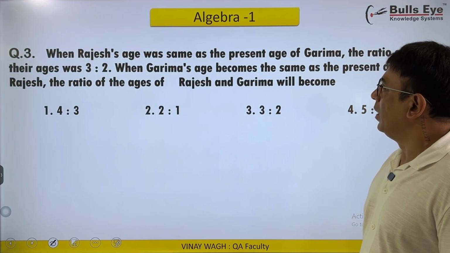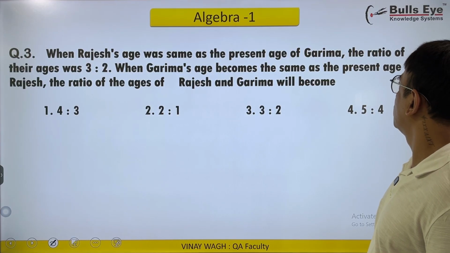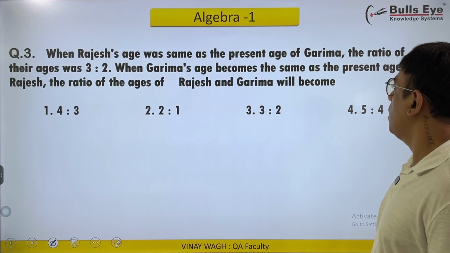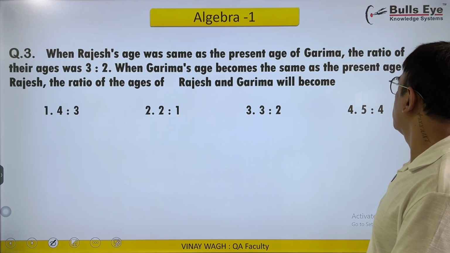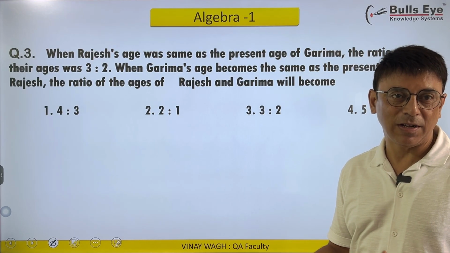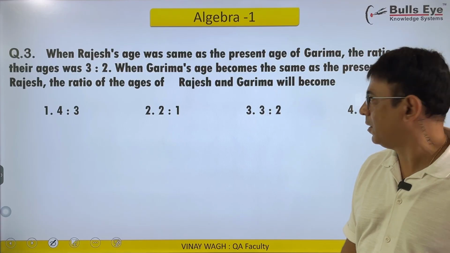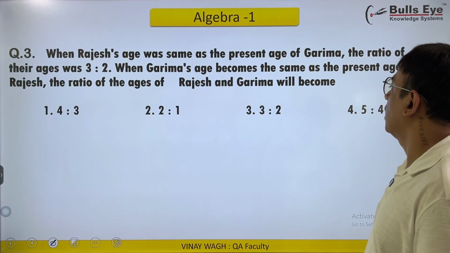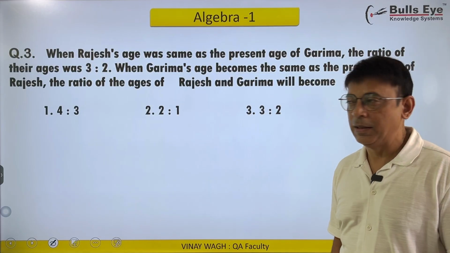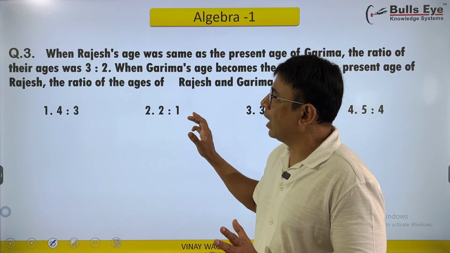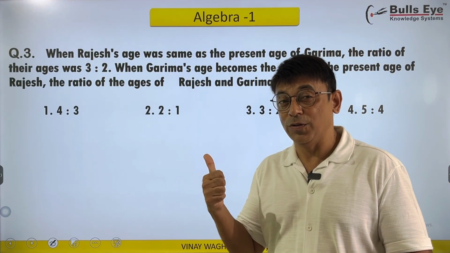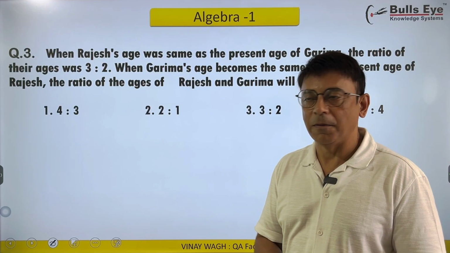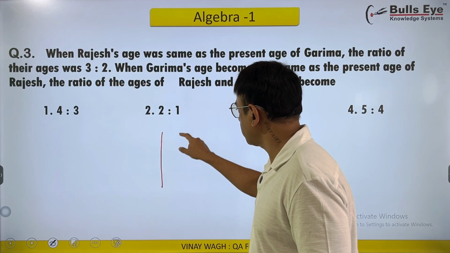Third, when Rajesh's age was same as the present age of Garima, the ratio of their ages was 3:2, past tense. When Garima's age becomes the same as the present age of Rajesh, then the ratio of the ages of Rajesh and Garima will become how much? Now the present, past and future are getting intermingled. So we at Bullseye have been playing with such equations. Again, you see there are a lot many variables, the unknowns, and the equations are not matching them. So just make a grid.